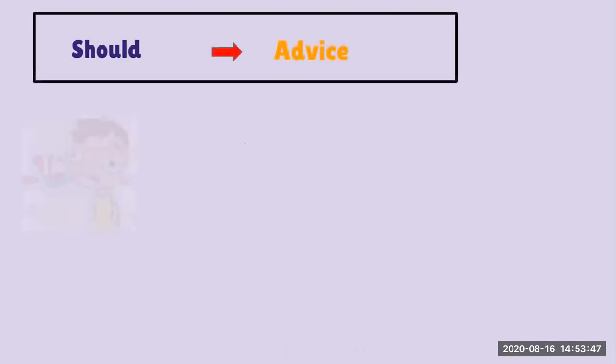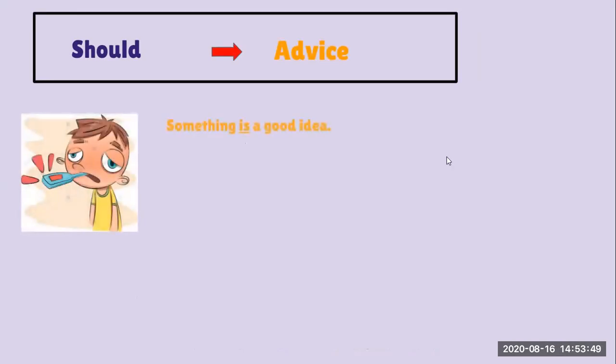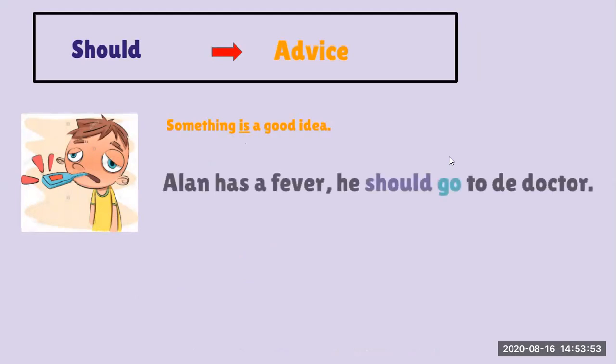Okay, for example, when we think that something is a good idea, we use the affirmative form. Alan has a fever. He should go to the doctor. So we think that it's a good idea for Alan to go to the doctor. So that's why we use the affirmative way of should.